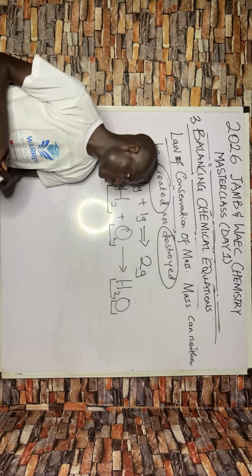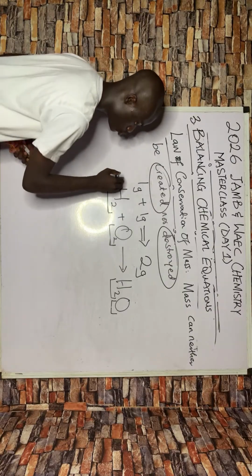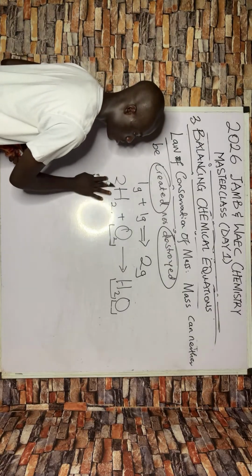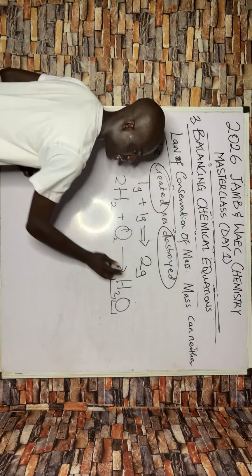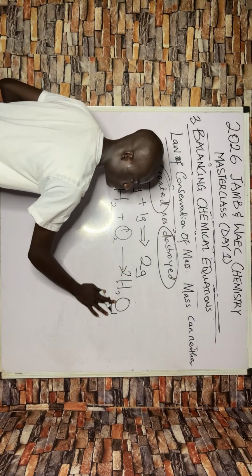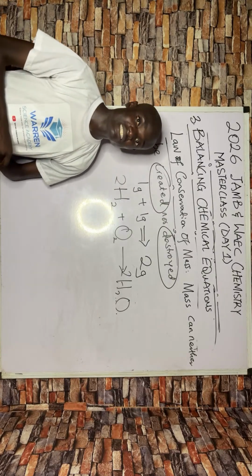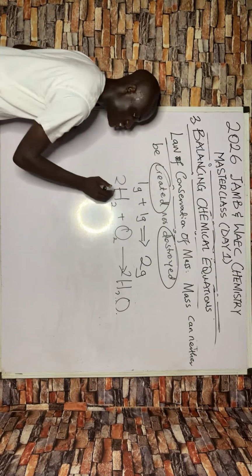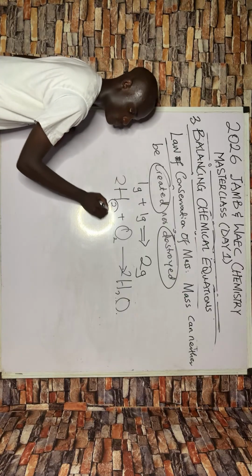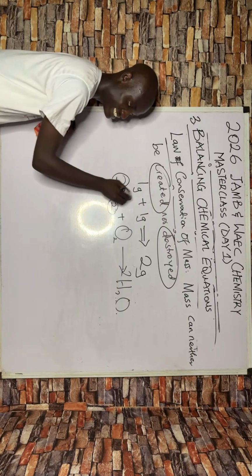But let me shock you. If I had 2 here, and then I had 2 on this side, something has changed, but let's see if it makes the equation balanced. Now for hydrogen, I have 2 atoms, and I have 2 moles of this entire guy.